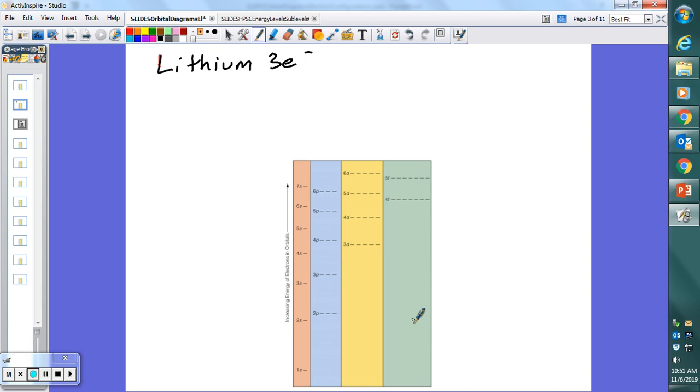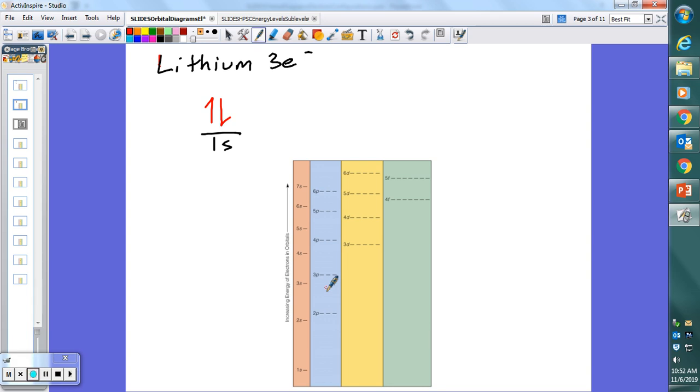All right, so we start off and we draw an orbital. This time I'm just going to use a line to represent my orbital. We go to our chart. We find the first orbital that we always run into is the 1s orbital. It's the lowest energy orbital. How many electrons can this orbital hold? 2. So here's my first electron, here's my second electron. Is that orbital full? Yes, that orbital is full.